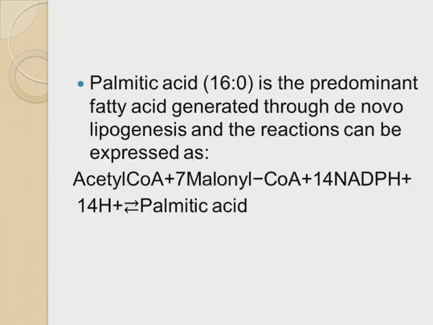Now palmitic acid, which has 16 carbon atoms, is the predominant fatty acid generated through de novo lipogenesis, and the reaction can be expressed as follows: acetyl CoA plus 7 malonyl CoA plus 14 NADPH plus 14 hydrogen ions leads to formation of palmitic acid. So to form palmitic acid we need acetyl CoA plus 7 malonyl CoA with 14 NADPH and 14 hydrogen ions.